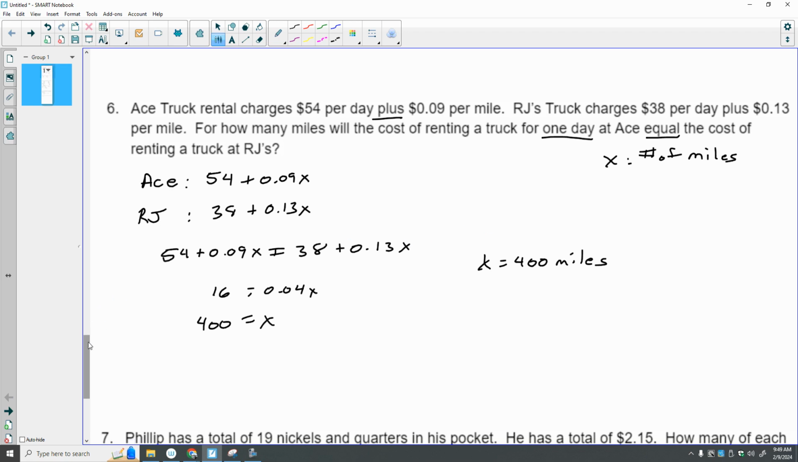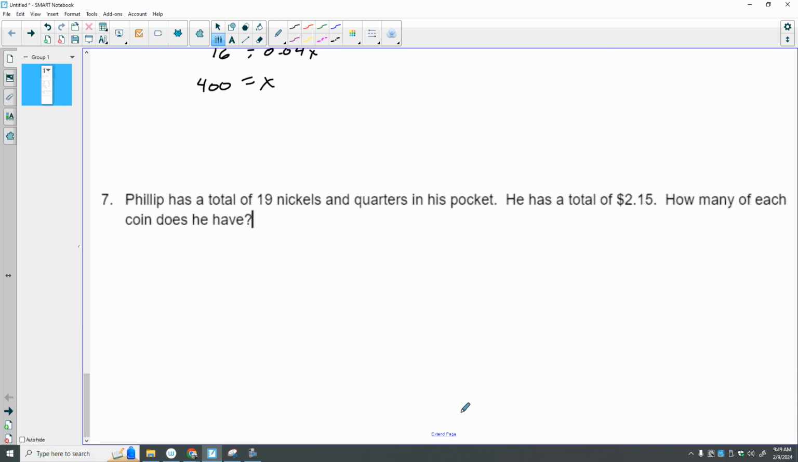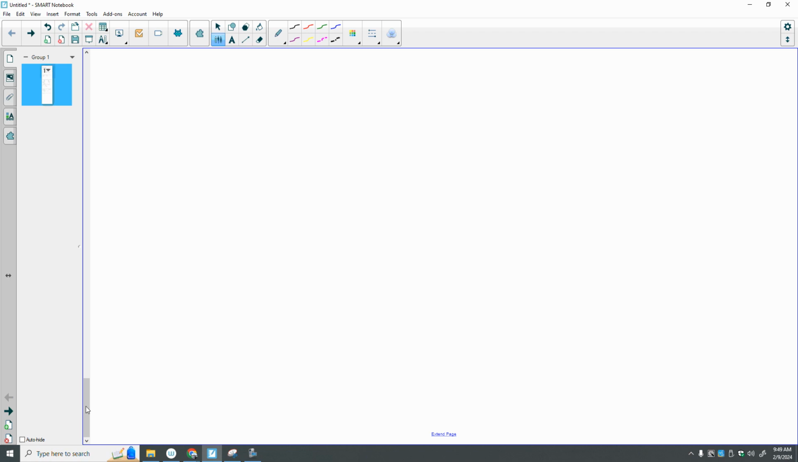People say, I never use this in real life. Well, you could if you want to, if you had something like this, which is super common. You have a fixed cost per day and a cost per mile. When you rent a U-Haul, it's just like that. Okay, there you go. Question 7, hit pause and give it a try.